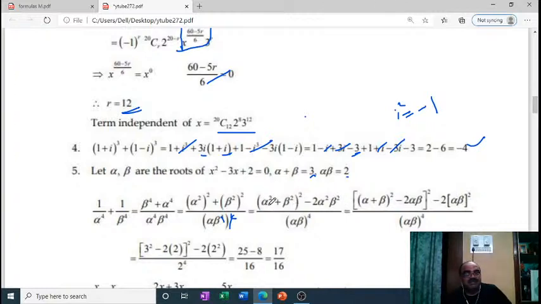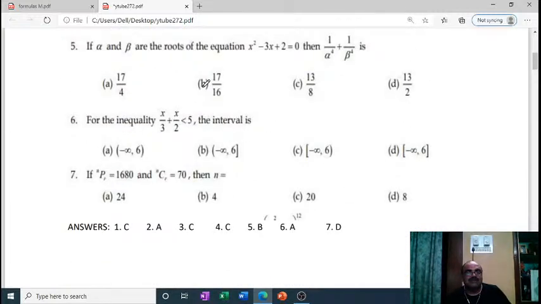Now see friends, this part can again be expanded as (alpha plus beta) whole square. It is the a square plus b square formula, minus 2ab, whole square. If you square this whole, you get this minus 2 alpha beta, the whole square by (alpha beta) the whole square. Why it was brought to this simplification is because we know these values. Now substitute the summation of the roots and the product of the roots. When you substitute, you get the answer as 17 by 16. 17 by 16 is the right answer.